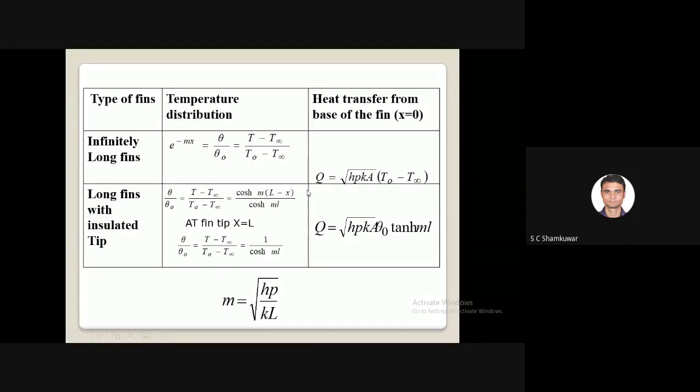Now, this is the ultimate table that you should remember. We have taken 2 cases. First one is the infinitely long fin, and second one is the long fin with insulated tip, not infinite. So this is the temperature distribution and this is the heat transfer. You should remember these formulas. I could have directly given these formulas to you, and that would have saved me 2 hours. But what matters is understanding, not the formula. So please write down this table.